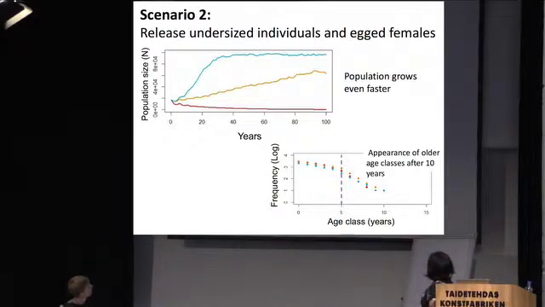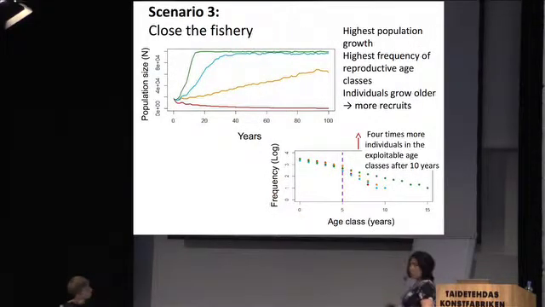The amount of larger individuals is not increasing, but there are some even older or larger individuals, increasing the potential of having more eggs. And on the discussion table with the fishermen, there was also the option of completely closing the fishery. And there we had the highest population growth, also the highest frequency of individuals in the higher sizes, and individuals grew much, much older.